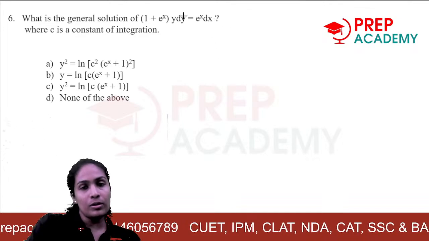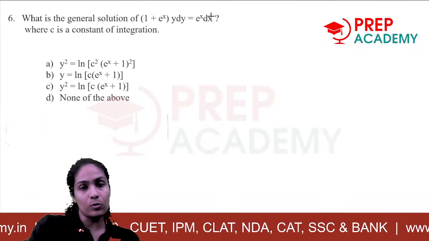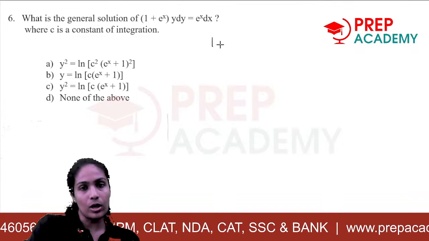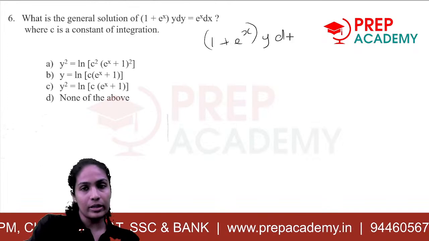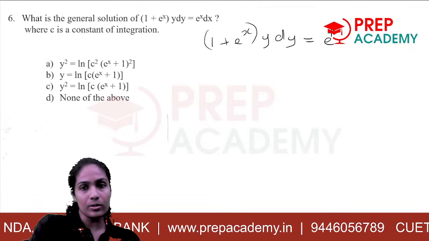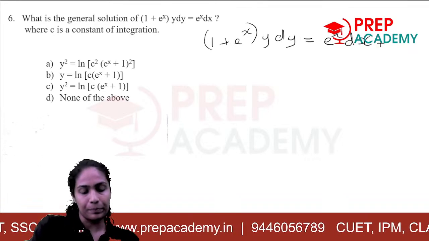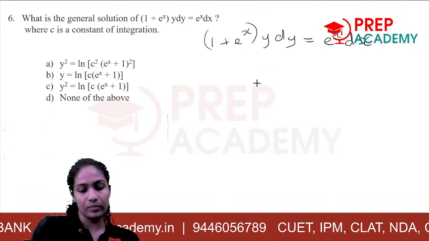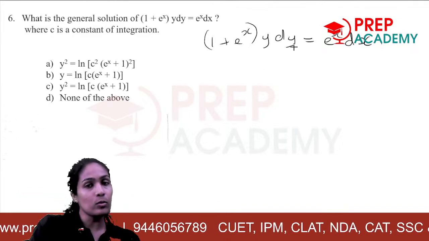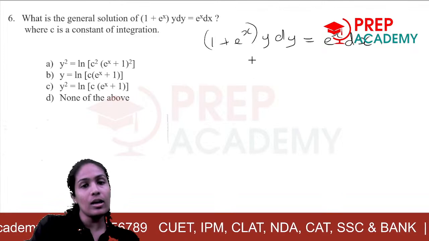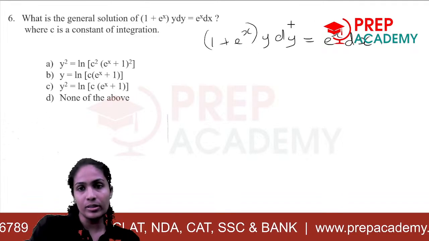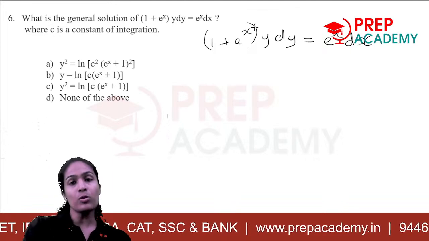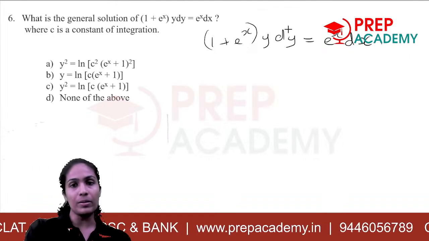So we have to solve this, find the general solution of this equation. Here the equation is (1 plus e raised to x) into y dy is equal to e raised to x dx. Whenever you are asked to find the solution of an equation, you have to check whether the equation is in variable separable form. That's the first step. First step is to check whether the equation is variable separable.